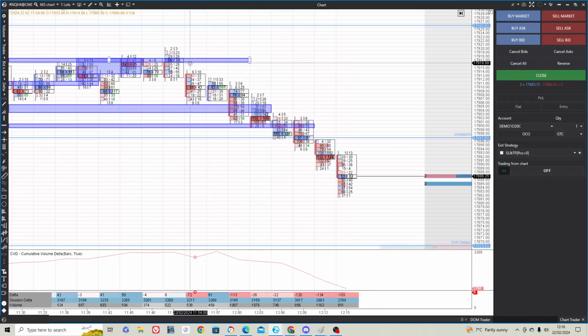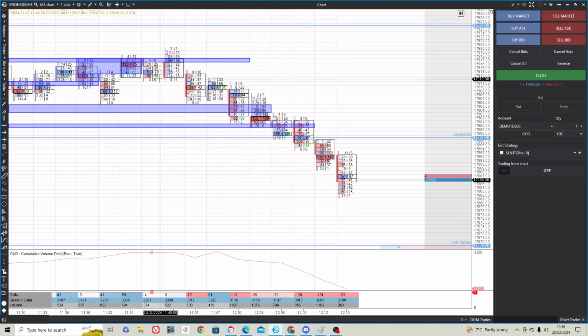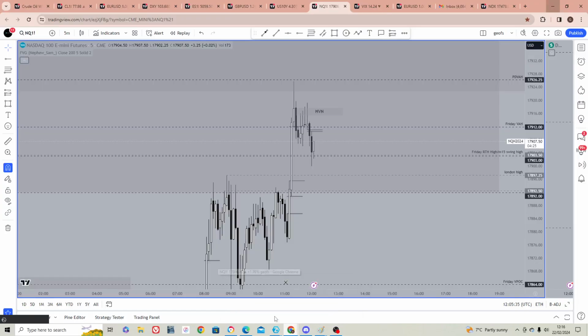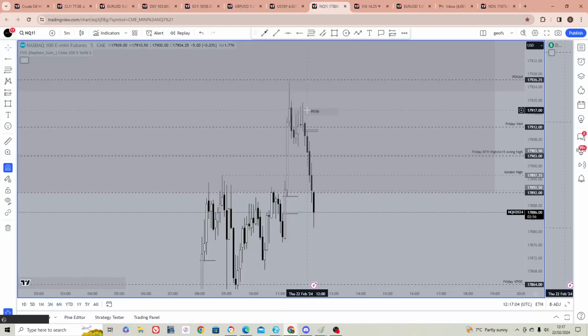Okay, so I hope that helped. It's not the perfect example of setup one that you want to see, but all the rules were fulfilled. We got that liquidity grab move above London high, had this rejection from a high volume node, and sold off to target. Okay, so I'll leave it there, and I really hope that helped.